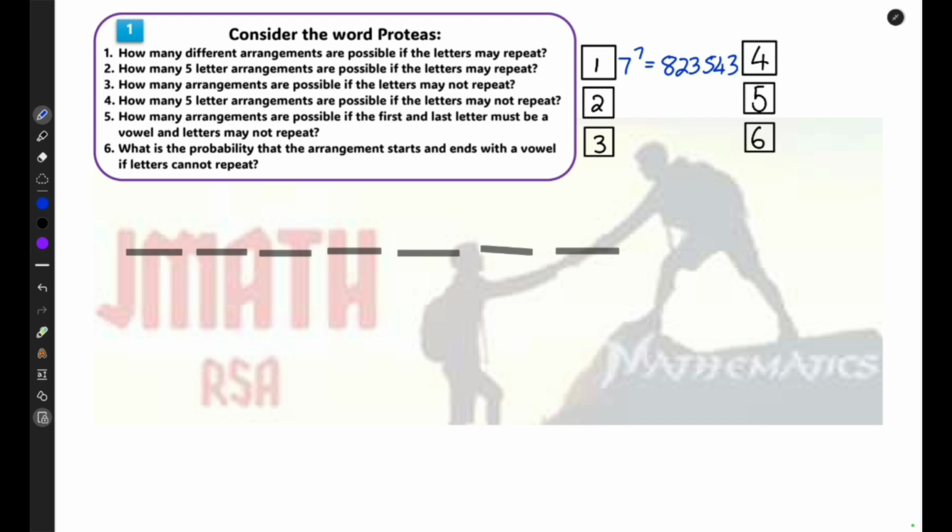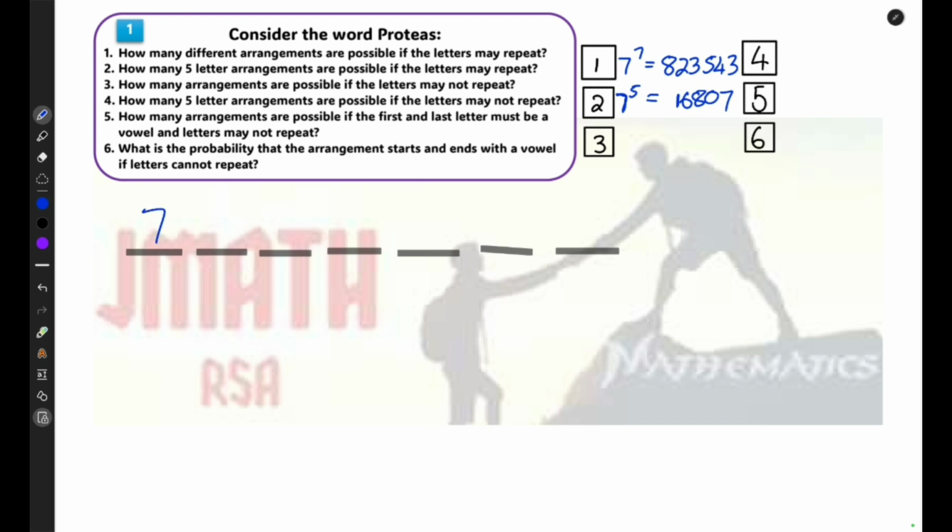Question 2, how many 5-letter arrangements are possible if the letters may repeat? So once again, my base is the amount of options, my exponent is the amount of spaces. That now goes all the way down to 16,807.